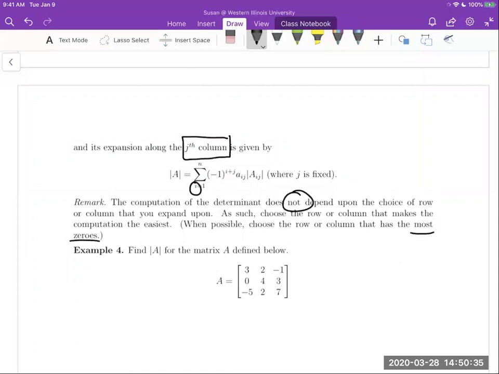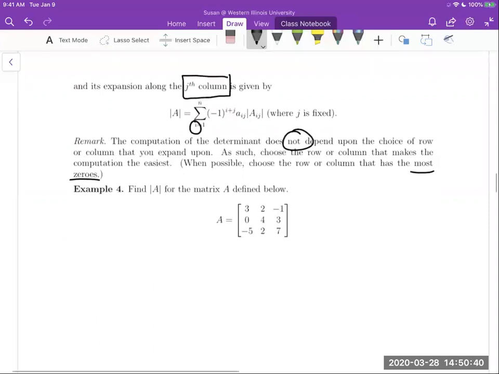So let's look at an example here. Example 4, we want to find the determinant of the matrix A. So we have a 3 by 3 matrix, and we get to choose what we want to expand along. Do we want to pick a row? Do we want to pick a column? What I want to call to your attention is we have one single zero entry in this matrix. So given the choice of which row or column we want to expand along, we have two good options. We could either choose this first column, or we could choose the second row. Either of those are good choices.